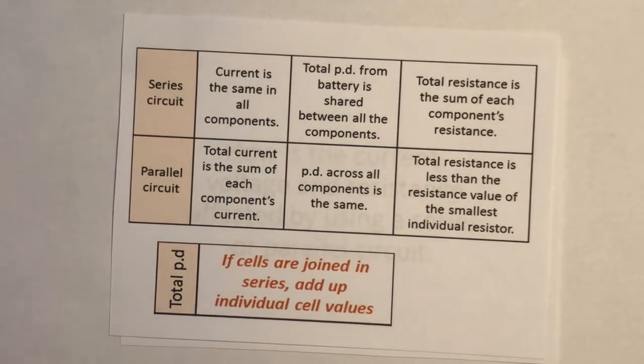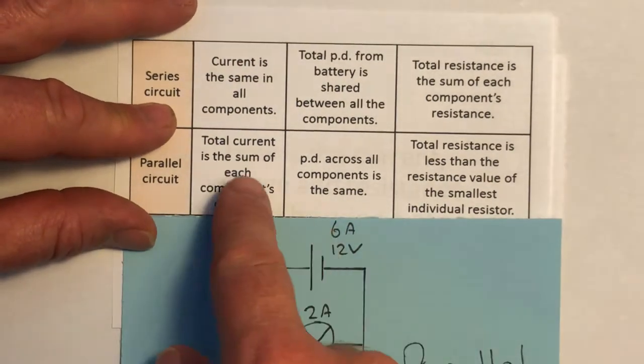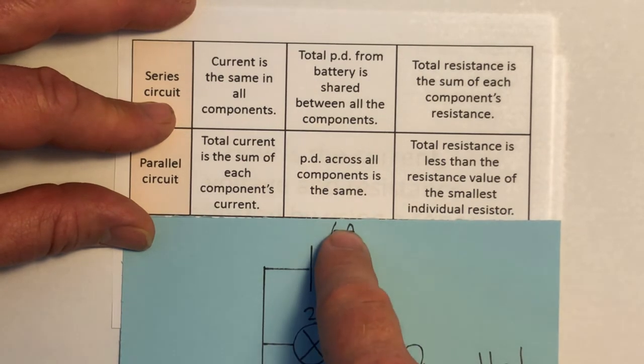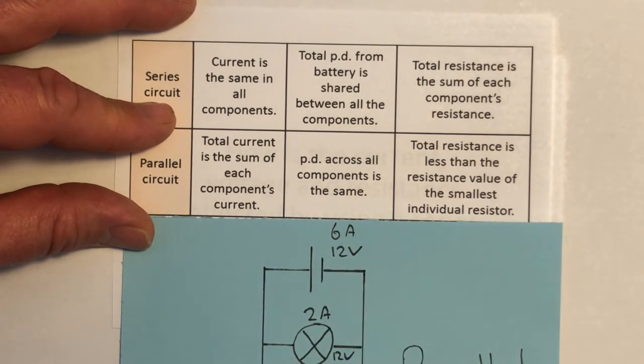In a parallel circuit, the total current is the sum of each of the components' currents. So the current there, there and there adds up to make that. Or that gets divided up between those, assuming they're exactly the same.